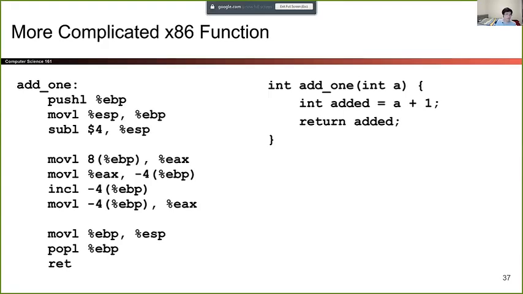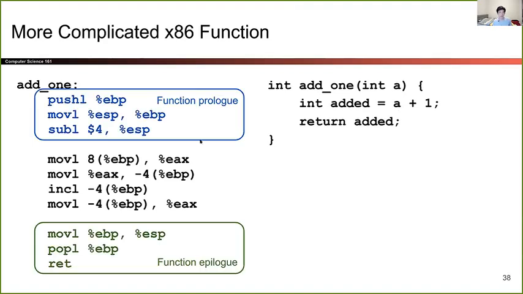All right, here is an example of a more complicated function. Obviously, this is not optimized code, but we're just working with this for the sake of simplicity, or for the sake of ease of reading, funnily enough. This function has a local variable added, which just takes a+1 and it returns added. So what we have is a function prologue that will save all the registers that we need to save and set everything up for our own function. We have the function body in the middle, and then we have our function epilogue, which restores the state that the caller is expecting.